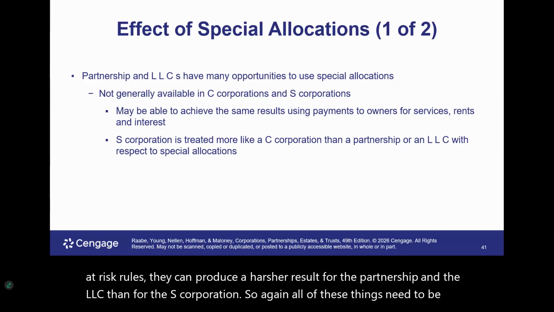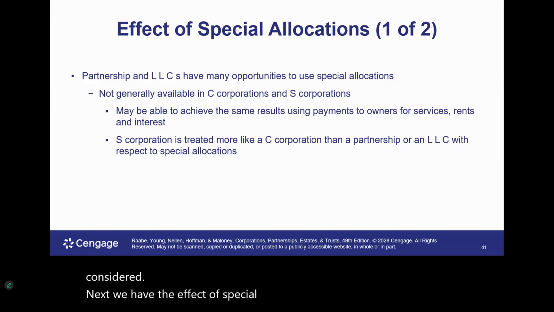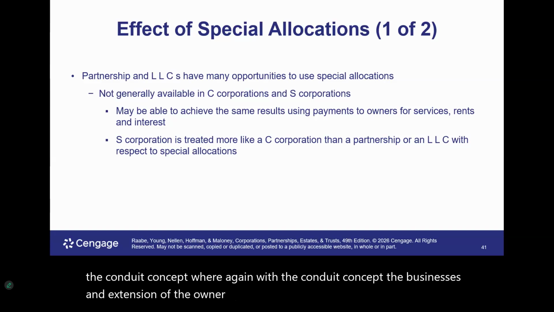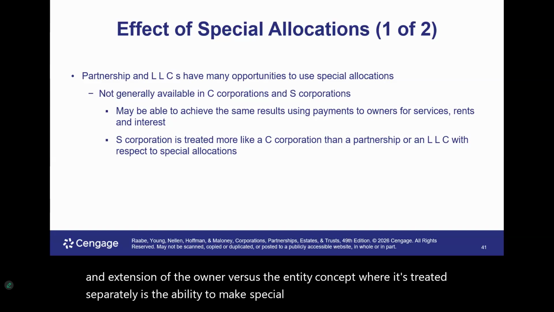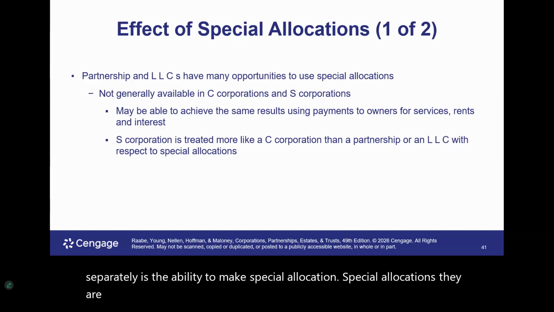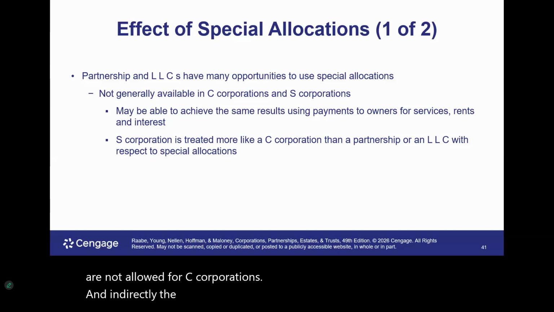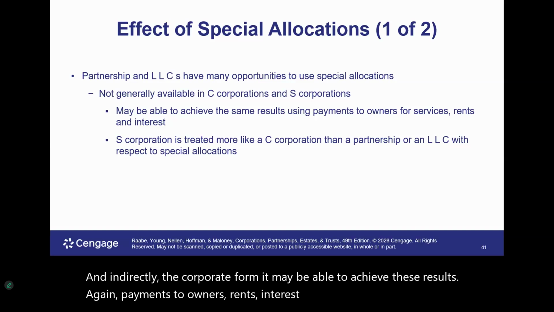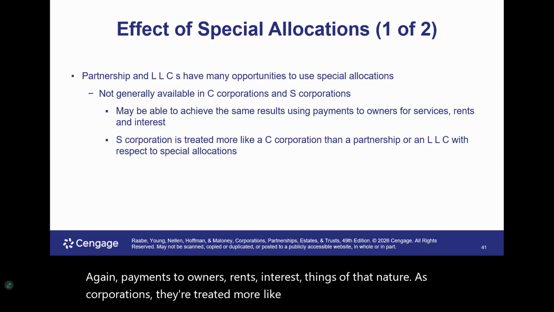Next, we have the effect of special allocation. One of the advantages of the conduit concept, where the business is an extension of the owner, versus the entity concept, where it's treated separately, is the ability to make special allocations. Special allocations are not allowed for C corporations, and indirectly, the corporate form may be able to achieve these results. Again, payments to owners, rents, interest, things of that nature. S corporations are treated more like a C corporation than a partnership with respect to these special allocations.